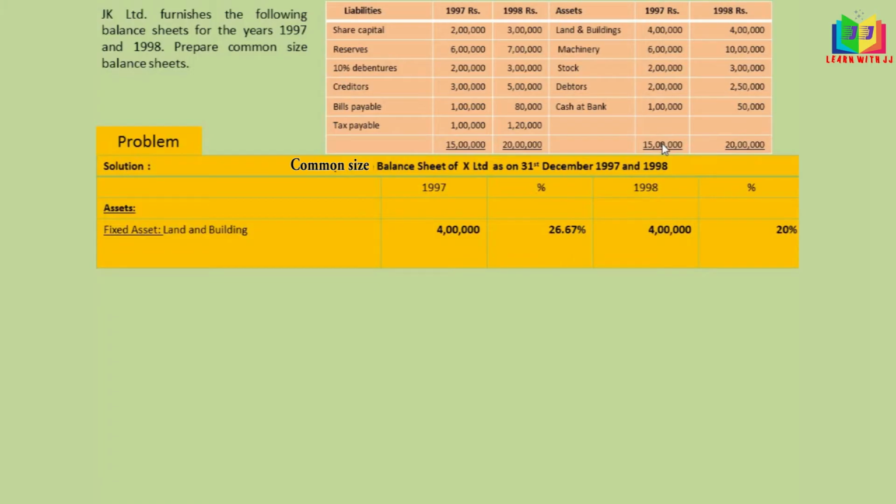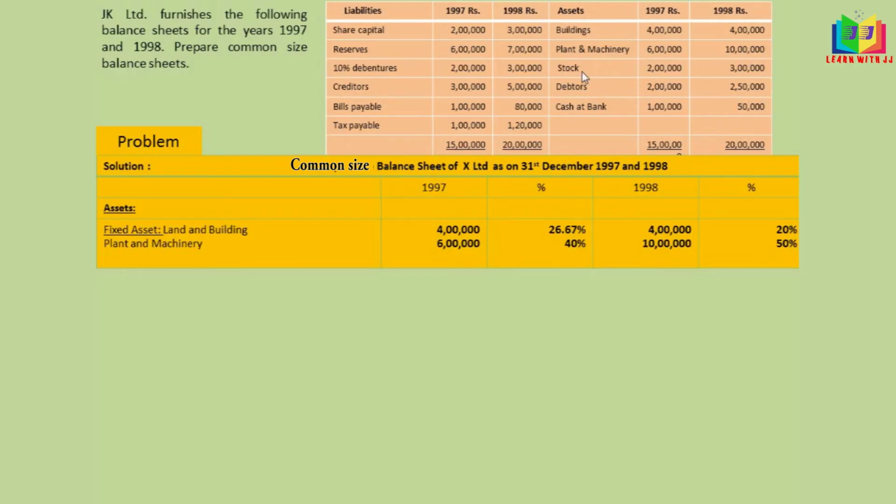In the income statement we use sales as the base, but here we'll use the total of your assets or the liabilities to divide in order to find this percentage. The next item is plant and machinery. Machinery is 6 lakh and 10 lakh. I have written it. So 6 lakh divided by 15 lakh and 10 lakh divided by 20 lakh, we'll get 40 percent and 50 percent here.